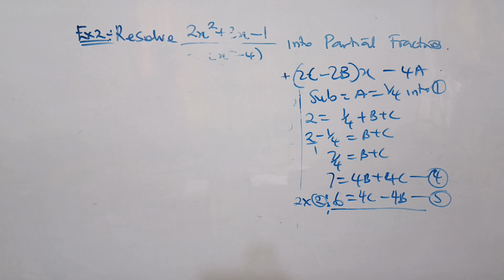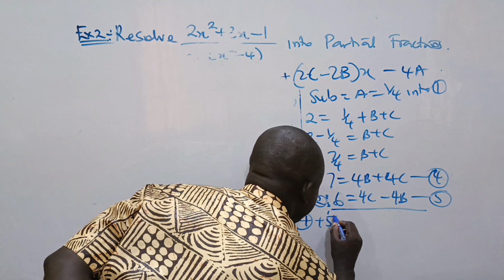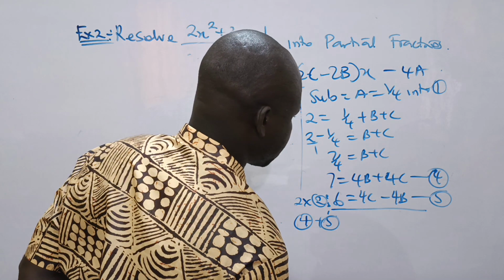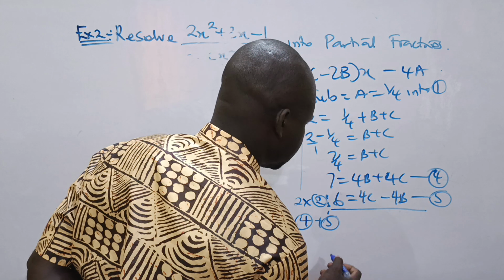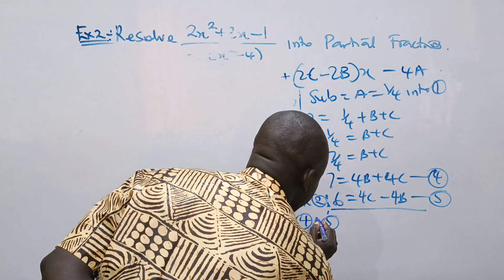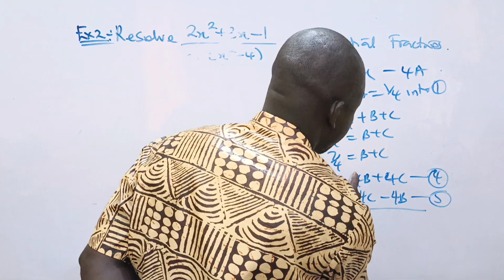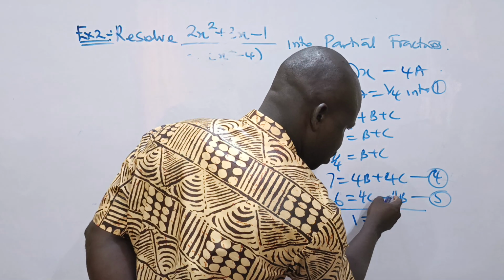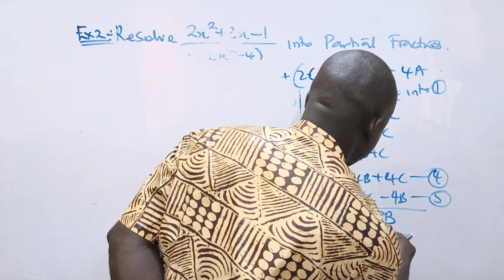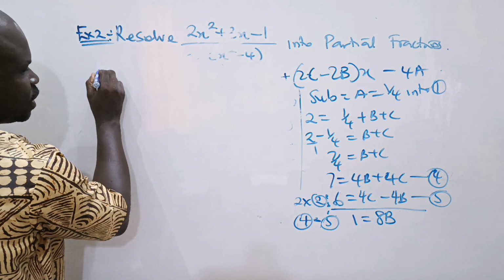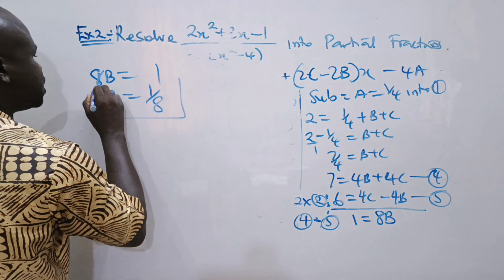If we want to solve these two equations simultaneously, we can say equation 4 minus equation 5. So 7 minus 6, that is 1, is equal to 4b minus 4b, that will be 8b. Then 4c minus 4c will cancel out. Then from there, we have 8b equal to 1, so b is equal to 1 all over 8. So we have gotten the value of b.